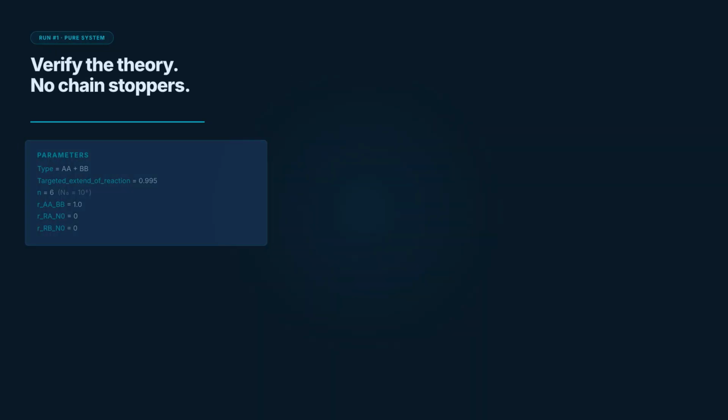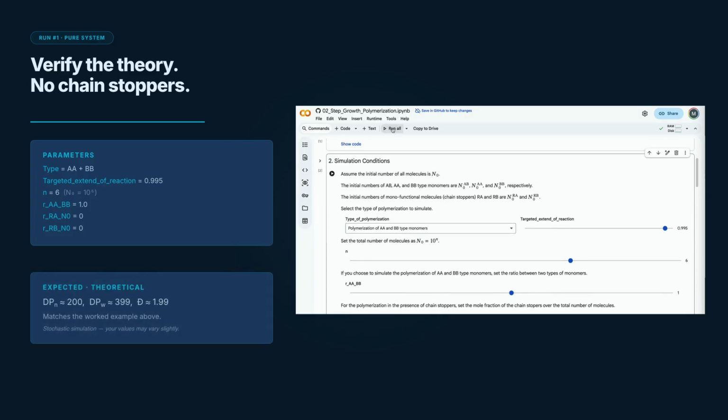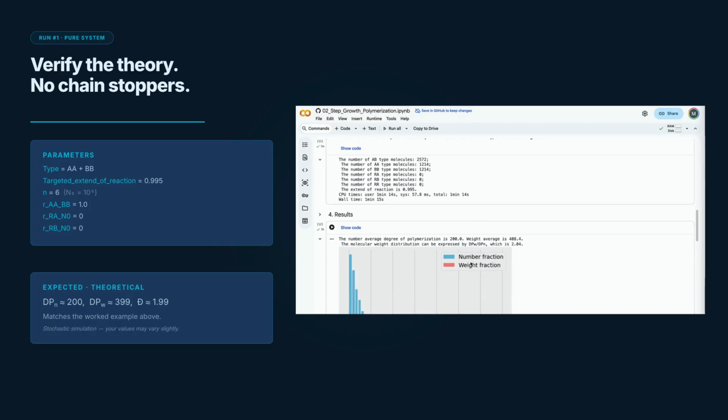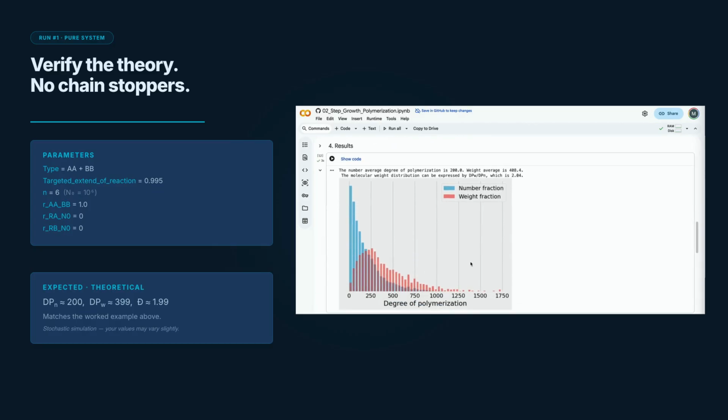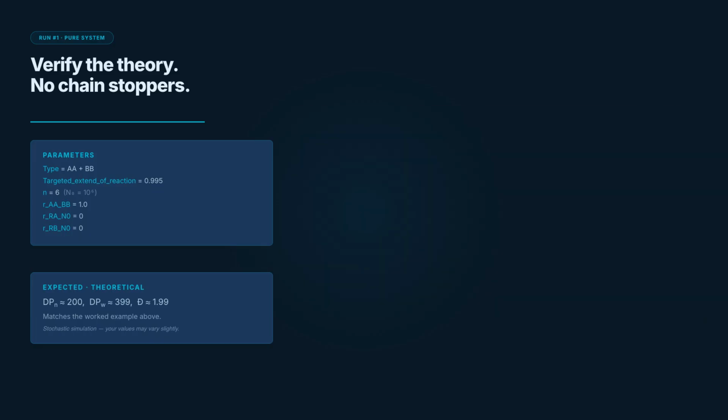Here is Module 2 open in Colab. We set the conversion to 0.995, the starting population to 10 to the 6th, 1-to-1 stoichiometry, no chain stoppers. Run all. The output reports a number average degree of polymerization near 200, a weight average near 400, and a dispersity just below 2, matching our prediction, give or take a small stochastic fluctuation.